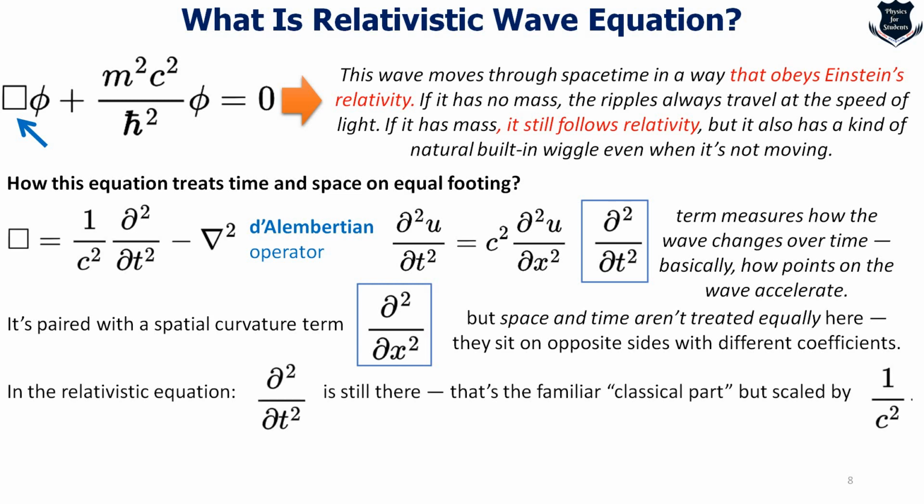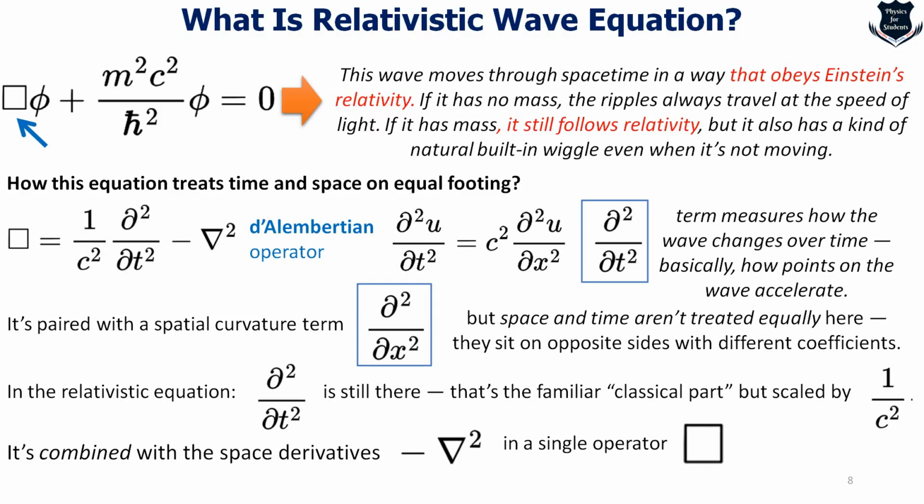Now, in the relativistic equation, partial squared by partial t squared is still there, but it has a scale of 1 upon c squared. What I mean by 1 upon c squared is that to add them consistently, we need them to scale the time derivative by 1 upon c squared.